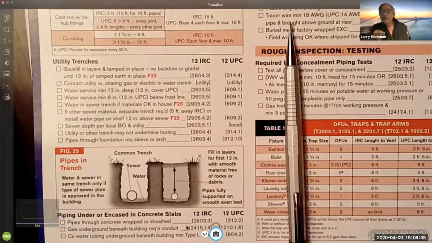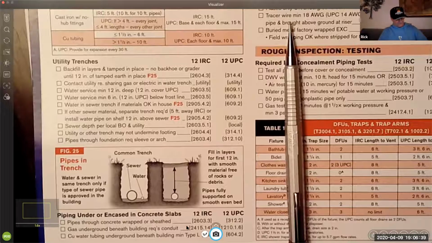Oh yeah, I've seen that one. That's what we have in for 25. So it's just a little different.